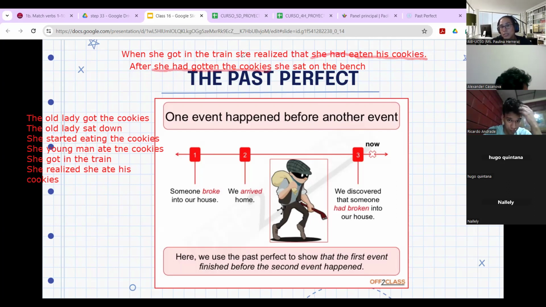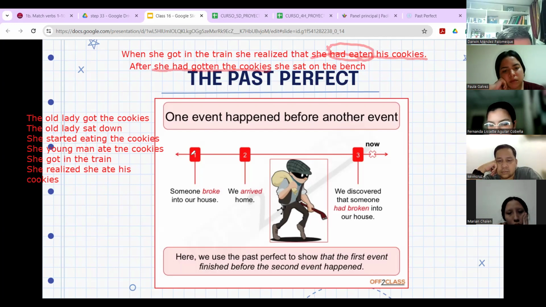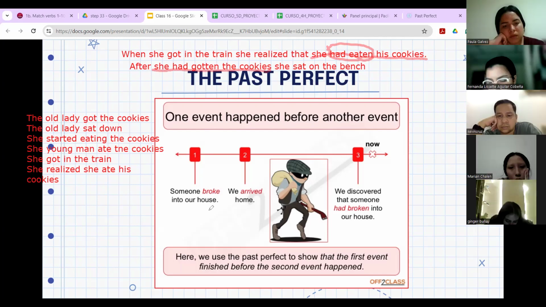So I have two things that happened in the past, but when I use this verb tense, the past perfect, I'm saying that this thing that is in past perfect happened first. Okay? Two things happened in the past, but one happened first and then the other. The one that happened first is the one that I'm going to use the past perfect. Let me give you an example now right here. We have event number 1. Someone broke into the house. Event number 2, we arrived home.